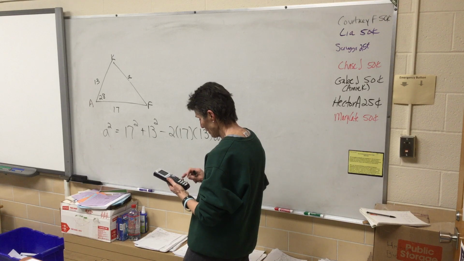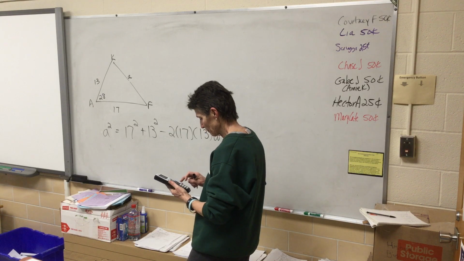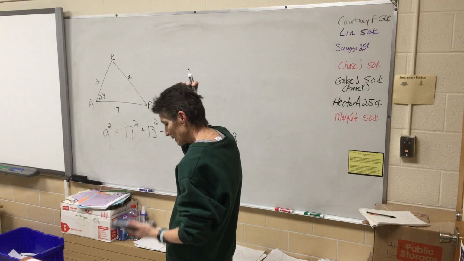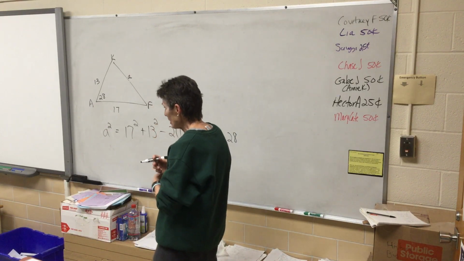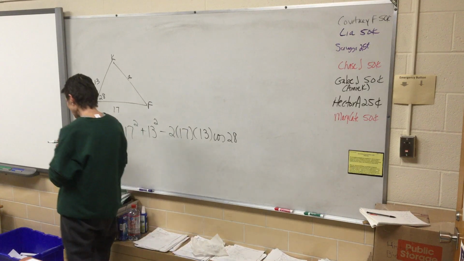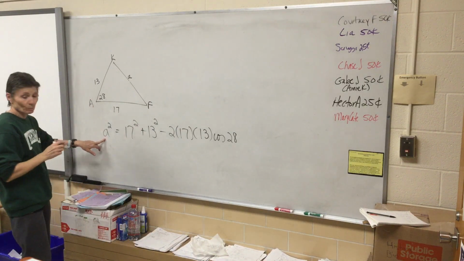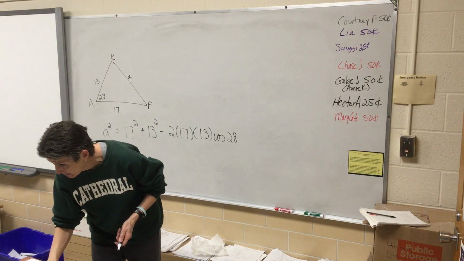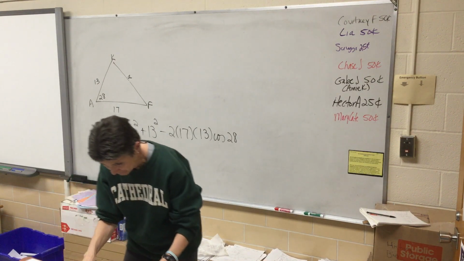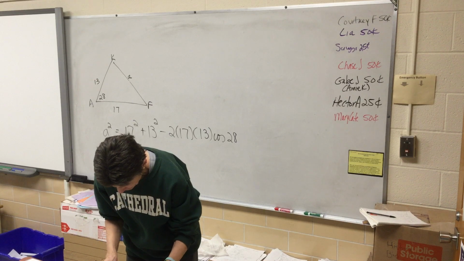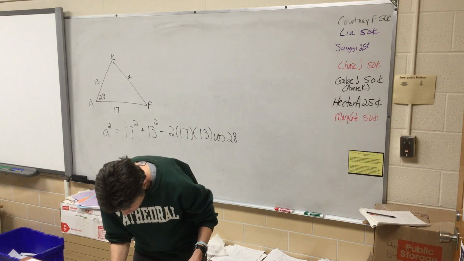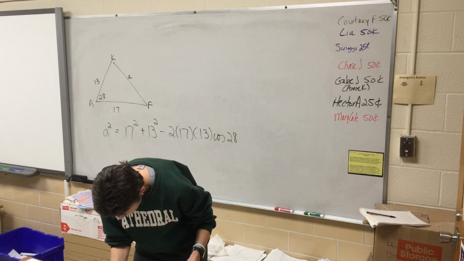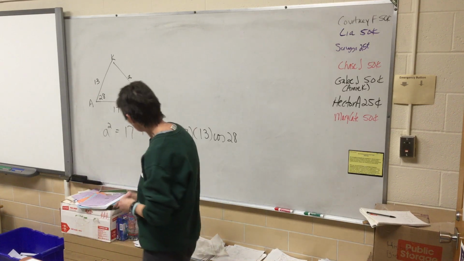What answer did you come up with when you typed all that in? 67.737. Yep. Now be careful though, because what's 67? You have to square root it. Yep. Don't forget you need to square root it. So when you square root that number, we get 8.23.